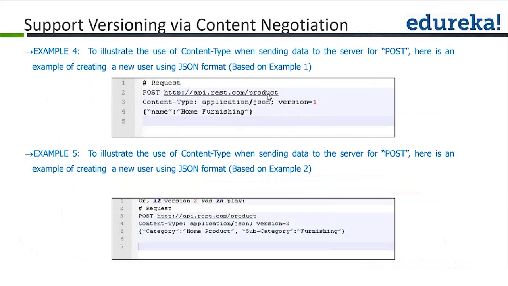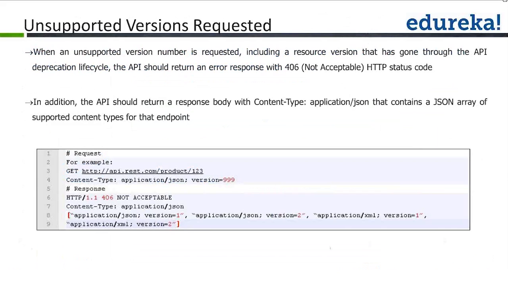Another similar example: now we are doing post in example number 5 with version number 2, and the content type remains the same. If you remember, in version 2 we are also sending the category and the subcategory, because version 1 and version 2 APIs are different, right? So there is no accept attribute here in the request. It has changed to content type.